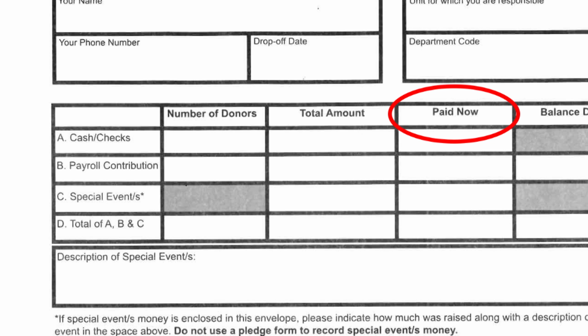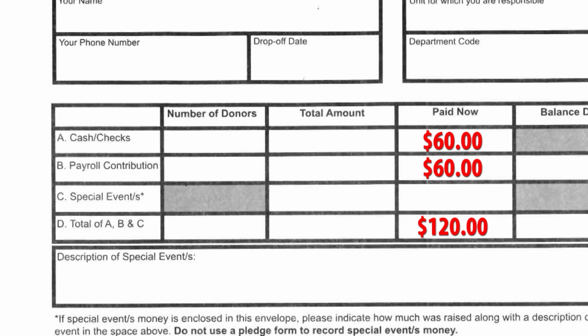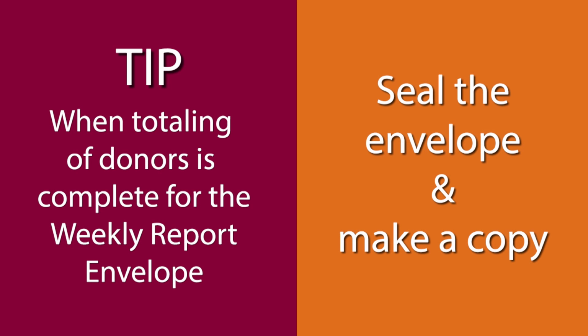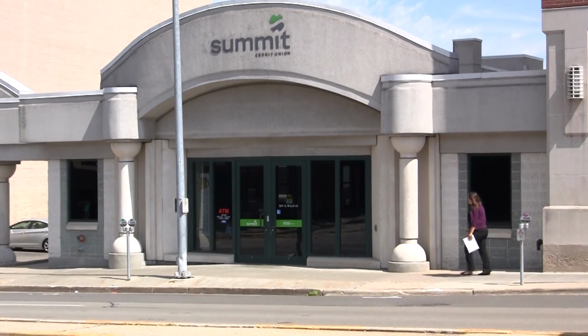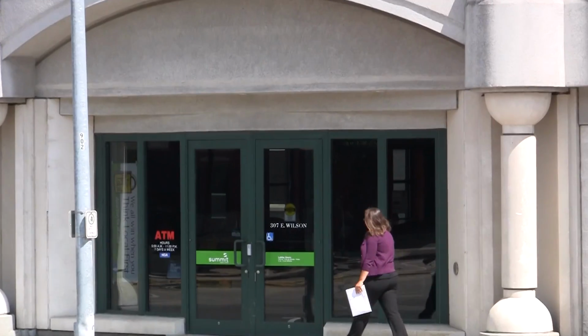Finally, the Paid Now column for payroll contribution is for instances when a donor gives a payroll deduction and a cash check donation as well. Now that you've completed all the logistics, you can seal the envelope. When you've completed this step, it's a good practice to make a copy of the weekly report envelope to keep for your own records. When you've done this, please deliver your envelope to your designated banking branch.